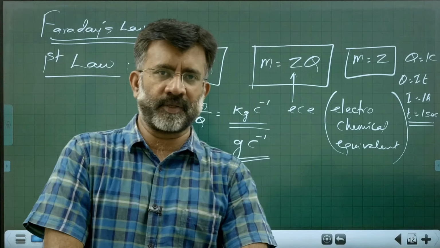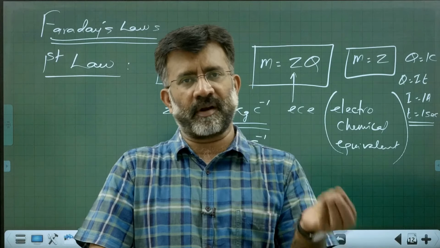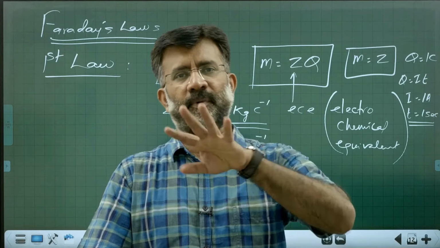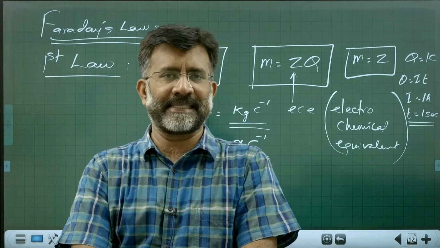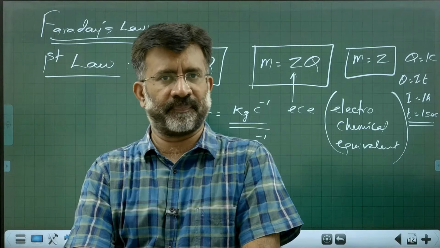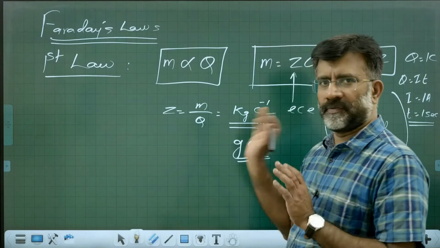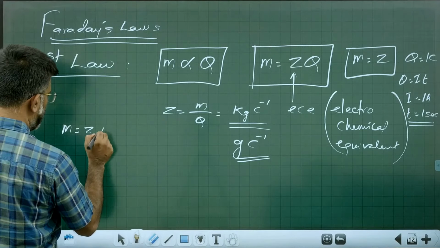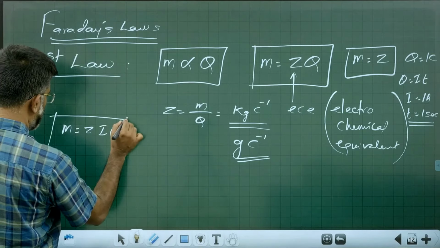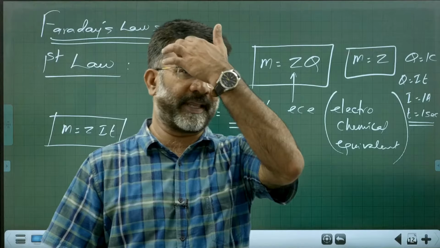By the passage of 1 coulomb electricity, how much silver is dissolved, how much silver is deposited during an electrochemical process. That is called ECE of silver, like that. Okay. That is Faraday's first law. So we can write M equal to Z into I into T.